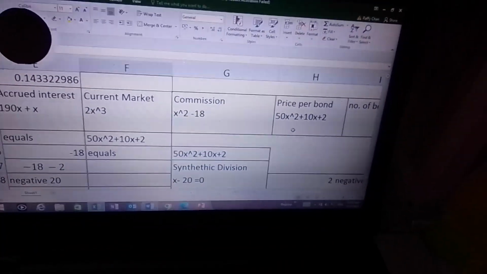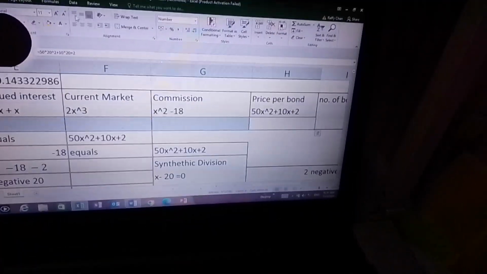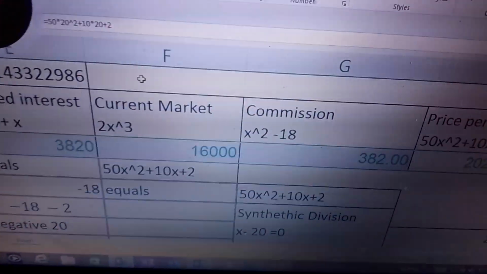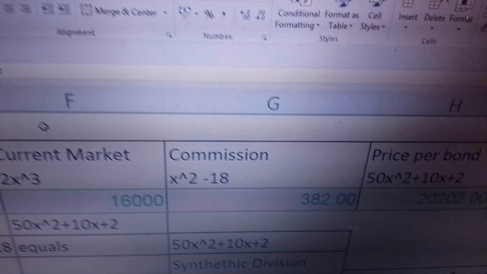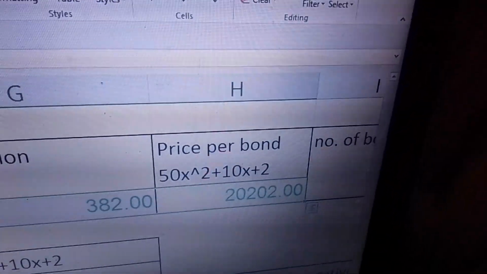So therefore, these are the final answers. So our final answers are this one. Our current market price is 16,000 pesos. The accrued interest is 3,820 pesos. The commission is 382 pesos. And the price per bond is 20,202 pesos.